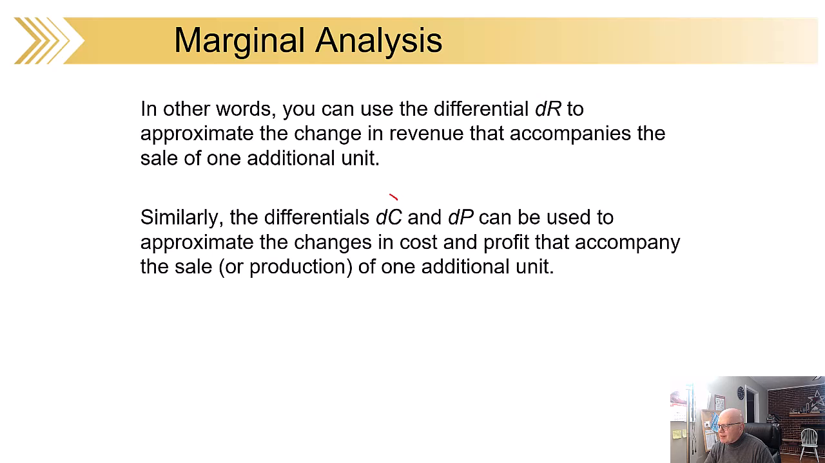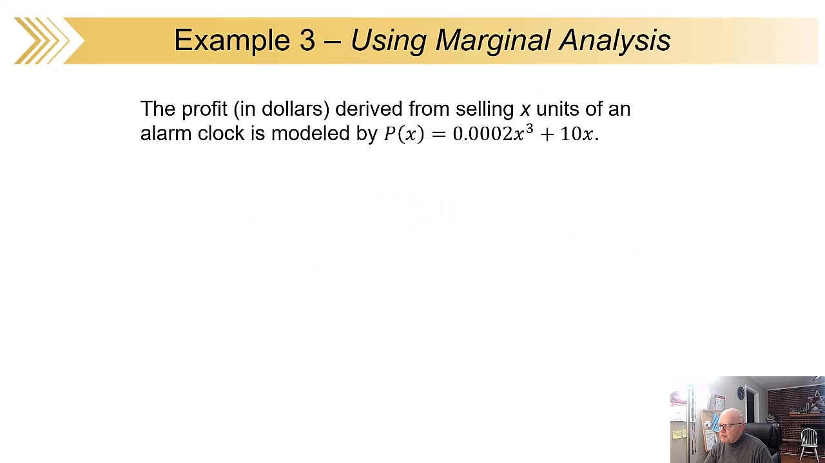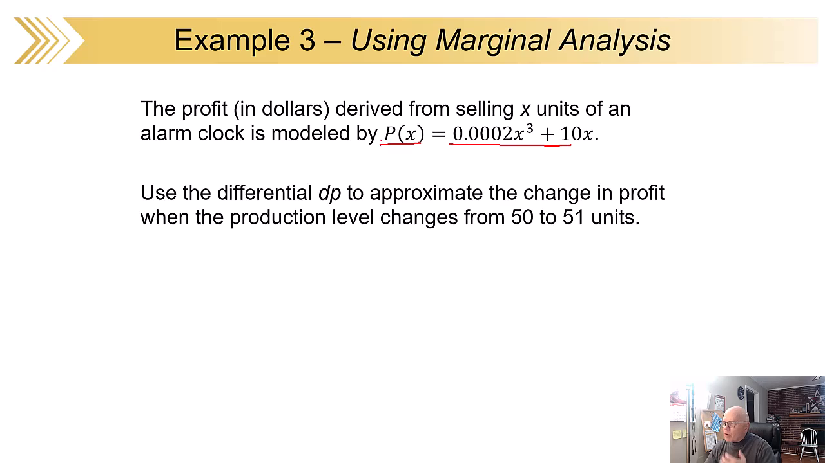You can also do the same thing for cost. You can do the same thing for profit. So here's one for us to play with. Here's a profit function, p of x, and it's 0.0002 x cubed plus 10x for this particular example. So first of all, we're going to find the differential dp to approximate the change when we go from 50 to 51 units.